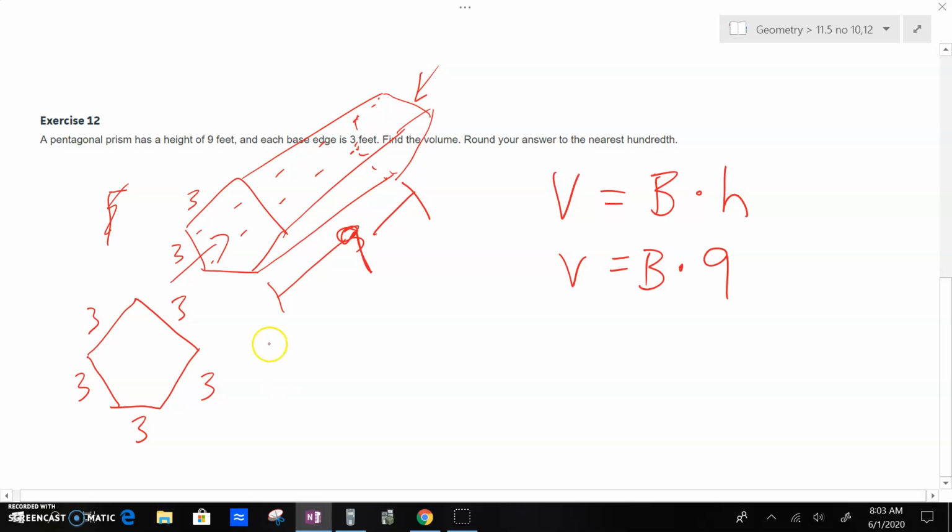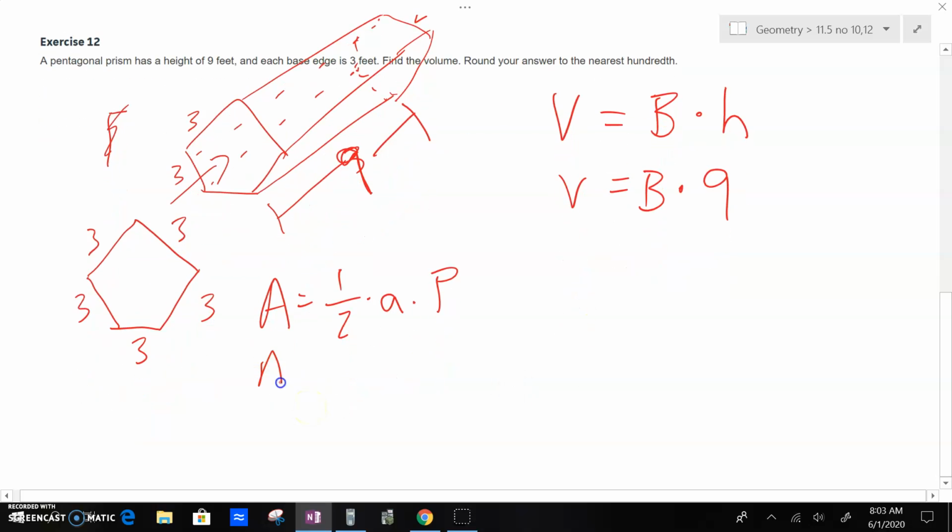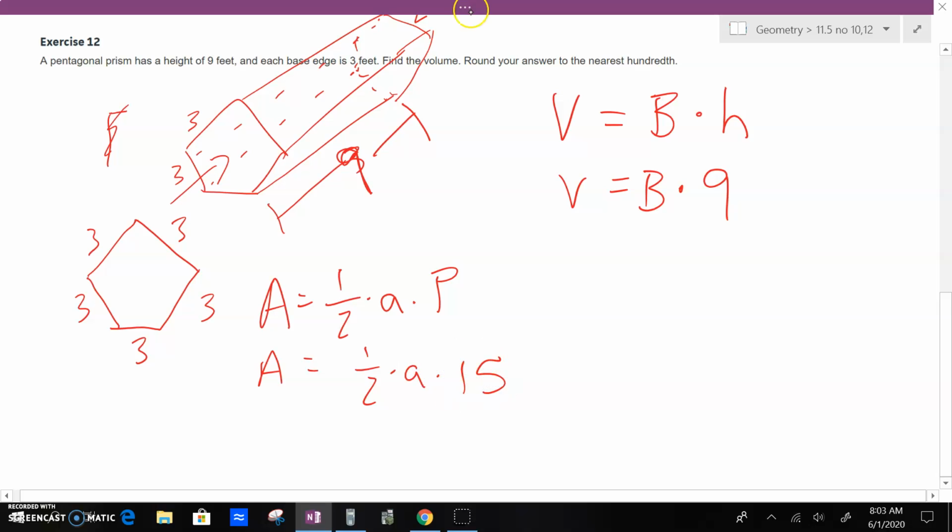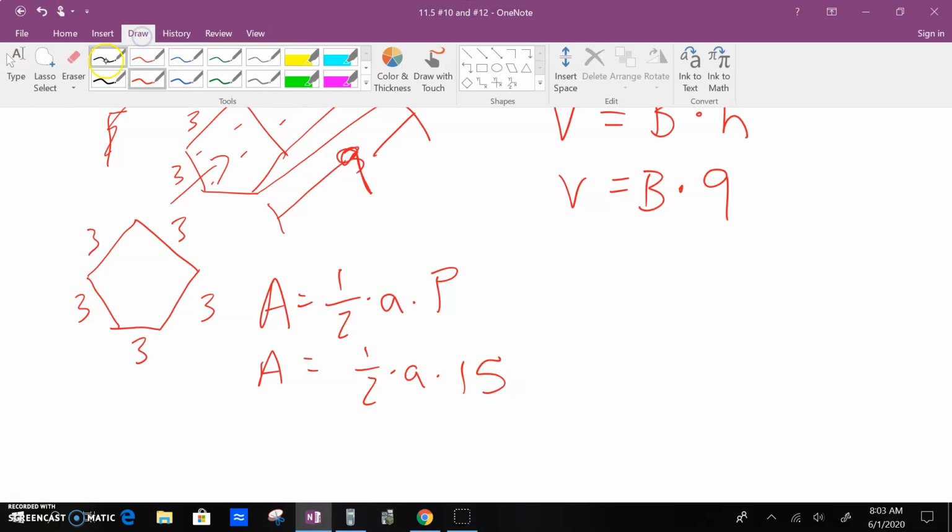The area of a regular shape is half times the apothem times the perimeter. The perimeter on a regular shape is not that difficult. That's 3 times 5. So the perimeter is 15. The apothem, that is a tough one to get. And I'm going to switch colors for that.